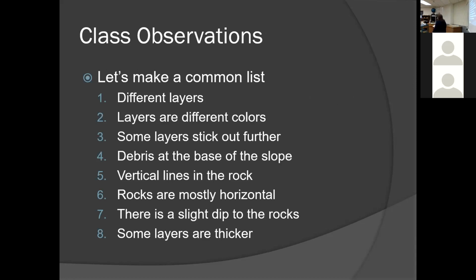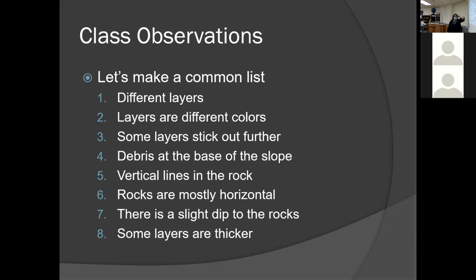There are different layers. Yep. The layers are different colors. Some layers, like you said, it looked like it's getting thicker or wider at the top. Yes, some of them stick out farther. You probably noticed this, but didn't say it. Looks like there's debris, like the smaller rocks that crumble and fall down at the base of the slope.